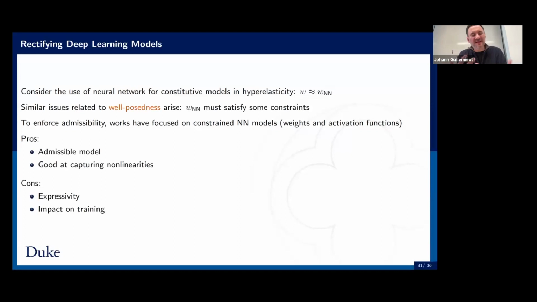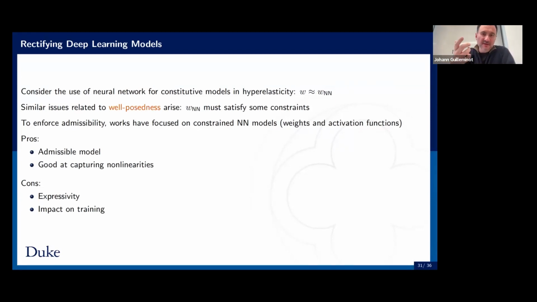And remember that at the end of the day, you're going to make decisions out of this. So you don't want to have a black box model that does something you cannot justify. So there is an issue here. If you want to enforce admissibility, you can essentially restrict the neural network you are using.